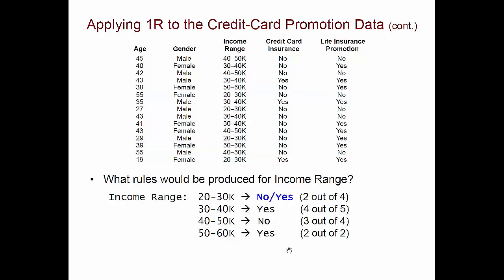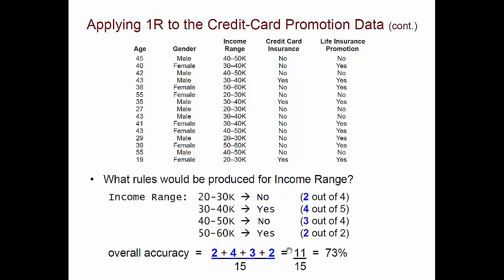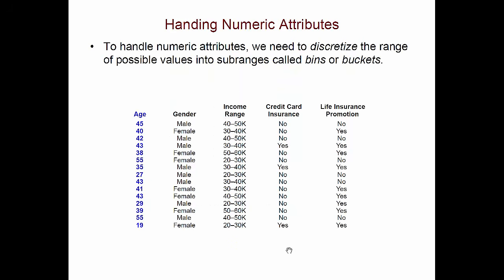And so if we look back at the 20 to 30, because we have 2 yeses and only 1 no, we're going to break the tie in favor of no, but it's not essential that we do that. We could also have broken it and predicted yes there. If we compute the accuracy, this time it's the same as what it was for gender, 11 over 15, or 73%. Now, the rules based on age are more complicated because age is a numeric attribute.